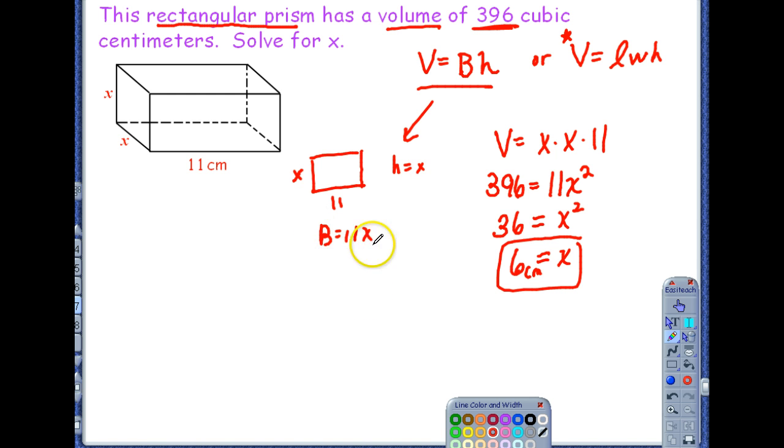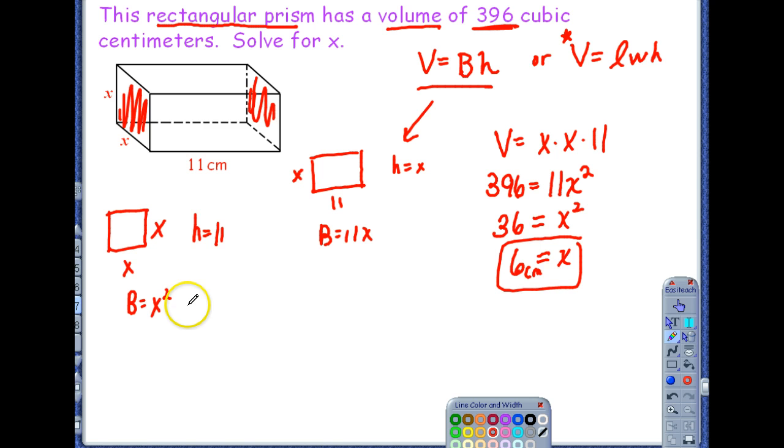So this would be 11x, and then you multiply that by x, you're still going to get the same outcome. You could use this right here as your base. And notice if I do that, x and x, what would the height be? The height would be 11 then, because this would be your base, this would be your base, so it's the perpendicular distance between them. And this base area would still be x squared, and then you multiply that by 11. So you're still going to get the same outcome. Don't let rectangular prisms trick you guys.